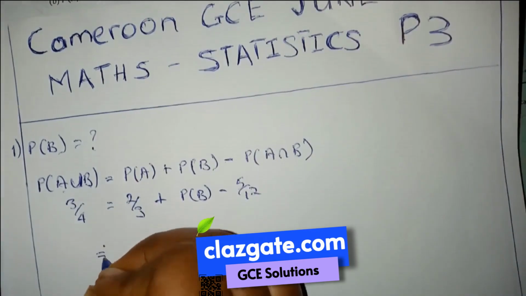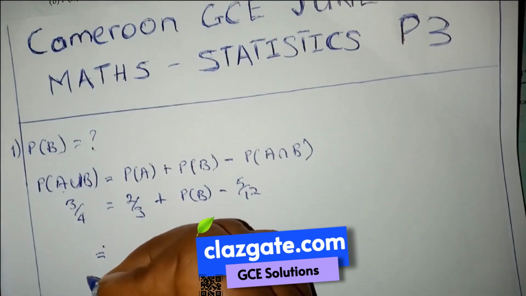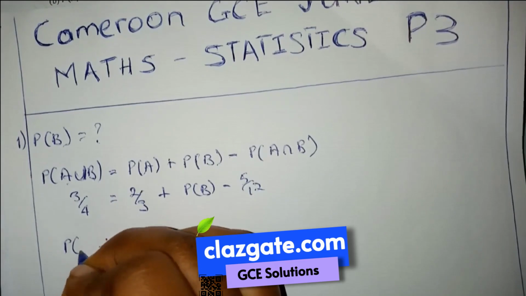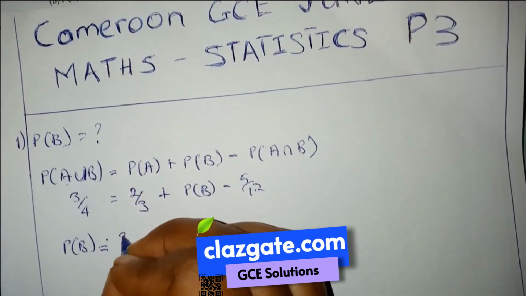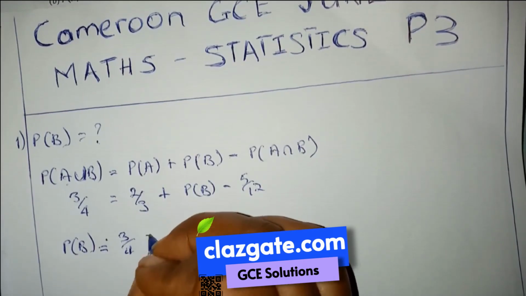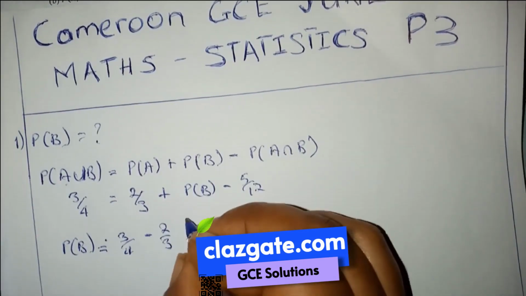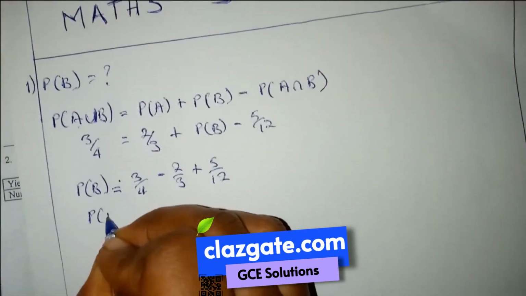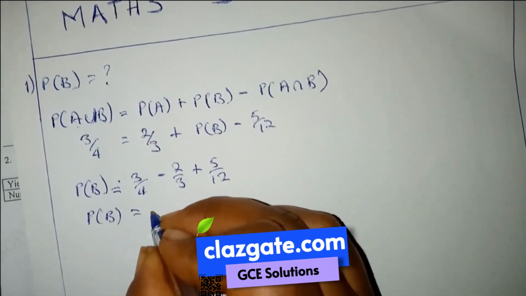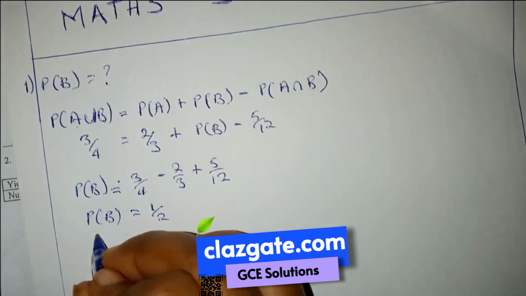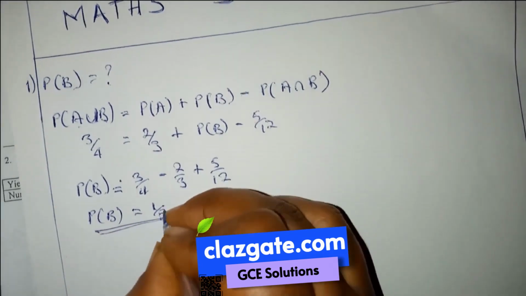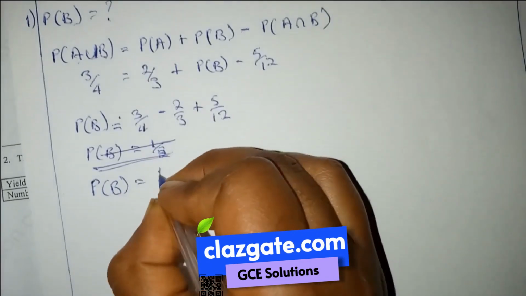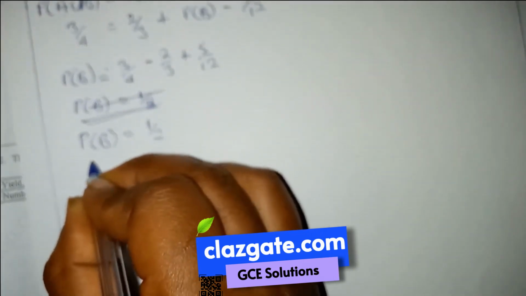Making the probability of B the subject of the formula, it's going to give us 3 on 4 minus 2 on 3 plus 5 on 12. And when you simplify this, our answer is going to be 1 on 2. So the probability of B is 1 on 2. Let me write it well, and underline it.